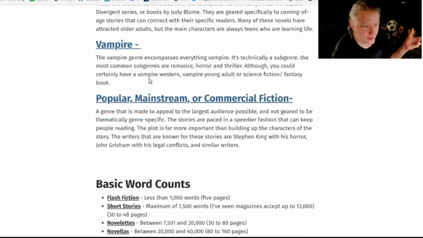And that's why older people read them. Vampire. The vampire genre encompasses everything vampire. It's technically a subgenre of paranormal, but it can also be romance, horror, and thriller, although you could certainly have a vampire western, vampire young adult, or a vampire science and fantasy book.